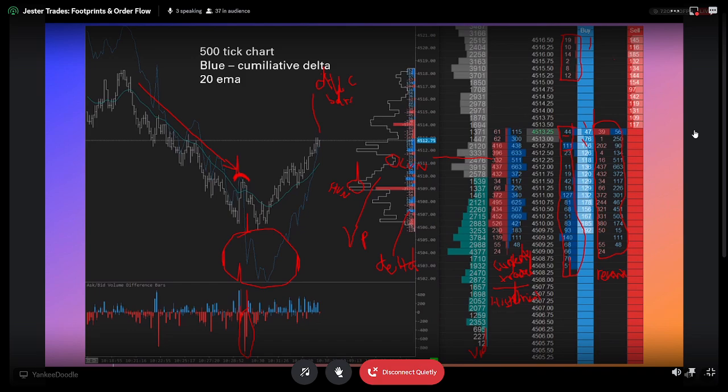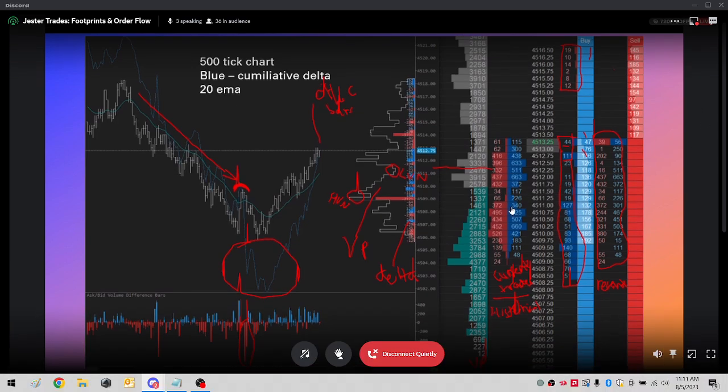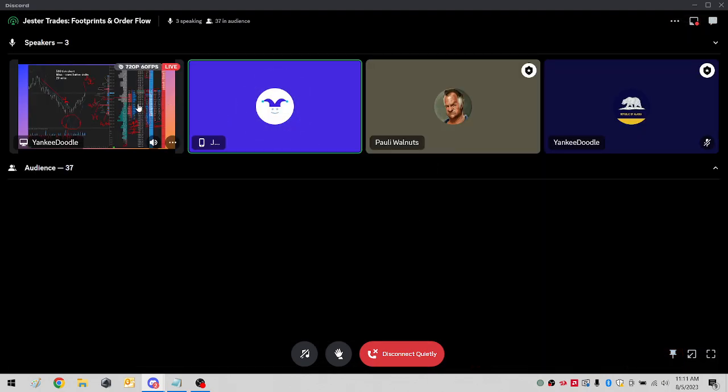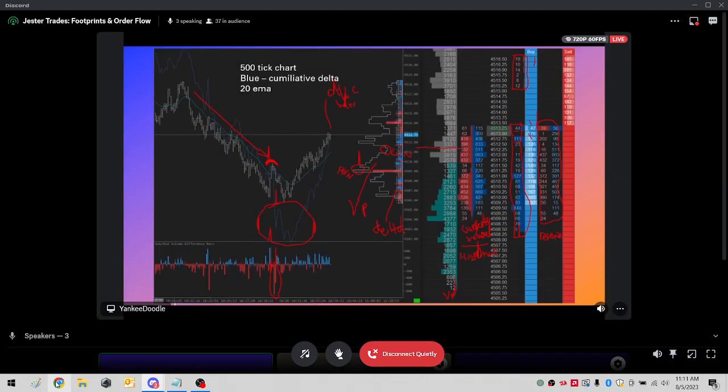And then to answer the other person about TradingView, they finally added cumulative deltas. I think it was earlier this year, but I don't know if they have it as an overlay. The only place I've seen that is on Sierra, so I don't know of any other platform that has that.